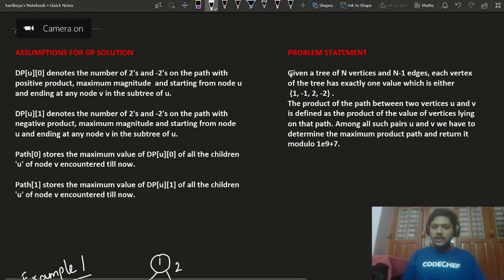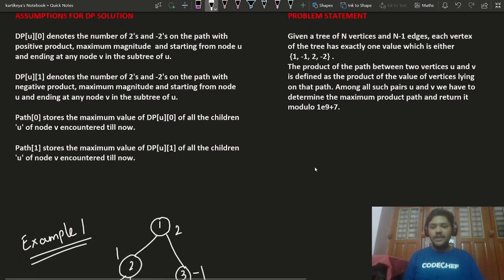So, given a tree of n vertices and n-1 edges, each vertex of the tree has exactly one value which is either 1, -1, 2 or -2. The product of the path between two vertices u and v is defined as the product of the values of vertices lying on the path. Among all such pairs u and v, we have to determine the maximum product path and return it modulo 1e9 + 7.